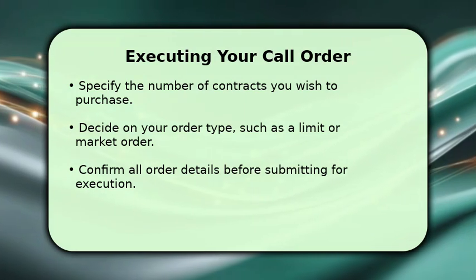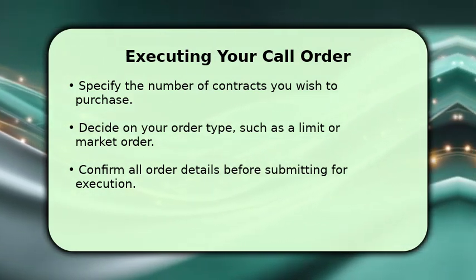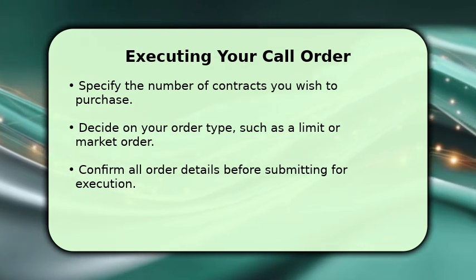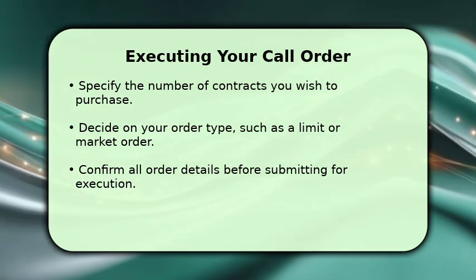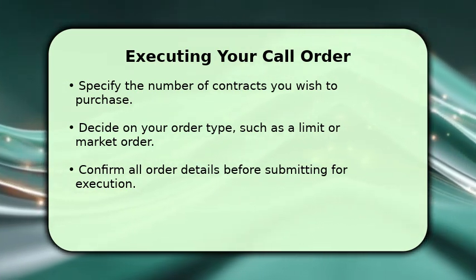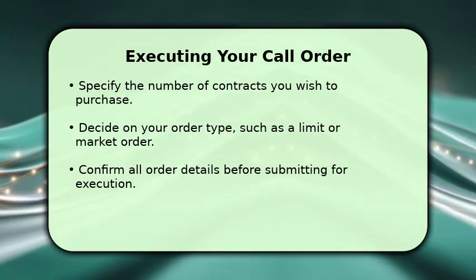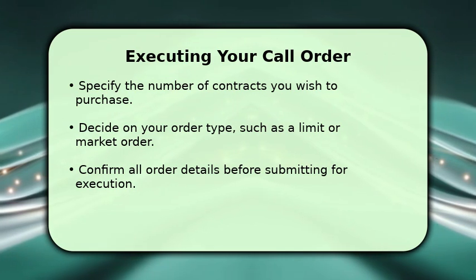After selecting your desired call option, you'll specify how many contracts you want to buy. Each contract typically represents 100 shares. Then, choose your order type. A limit order lets you set a maximum price, while a market order executes immediately at the current price. Carefully review all the details before placing your order.